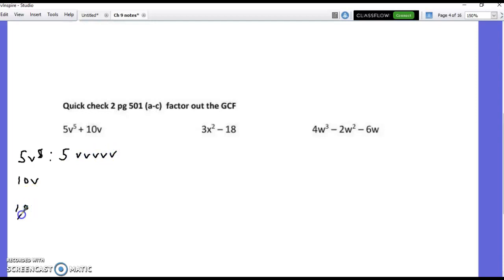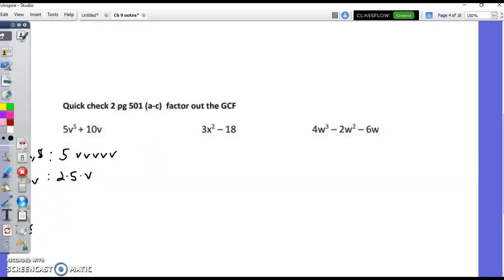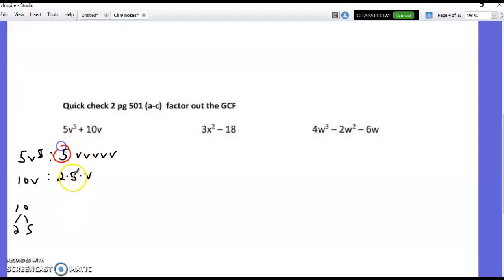10, if you remember, is 2 and 5. Those are both prime numbers. So our prime factorization of 10 is 2 and 5, and then we have 1v. Normally you put little dots in between these because they're all being multiplied, but I'm just going to leave them separate. So when we look at what's in common, we have a 5 that's in common in both, and 1v that's in common. So our GCF here would be just 5v. So that's the answer to that one.